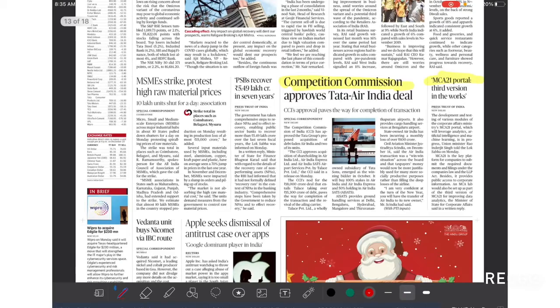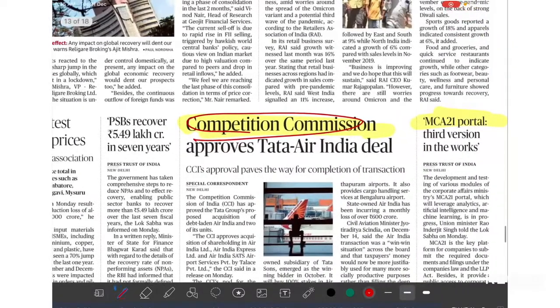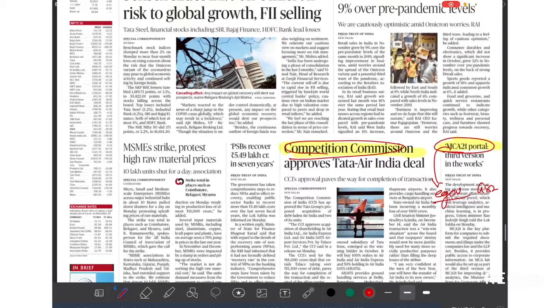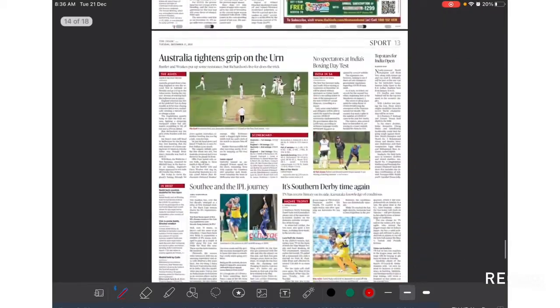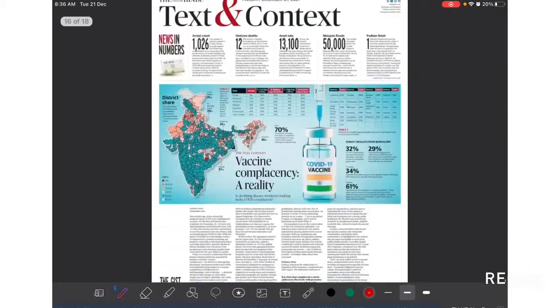Competition Commission we had seen yesterday. If you haven't already, please look into that again. MCA 21, what is it? It's related to e-governance. You can use this particular one, e-governance, in GS2 also. See what is the MCA 21 portal, for prelims perspective too. Getting me? Right. So that's it for today.